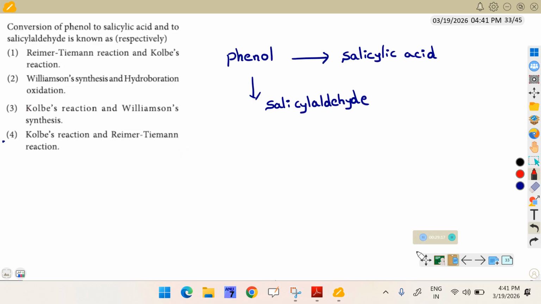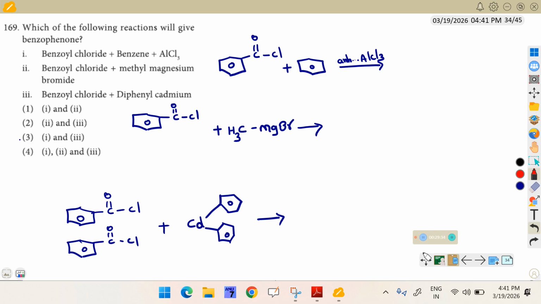Conversion of phenol to salicylic acid. Phenol to salicylic acid, the reaction is called the Kolbe reaction. And phenol to salicylaldehyde, the reaction is called the Reimer-Tiemann reaction. Fourth option is the correct option. Which of the following reactions will give benzophenone? Benzene reacts with benzyl chloride. This is the Friedel-Crafts acylation reaction.